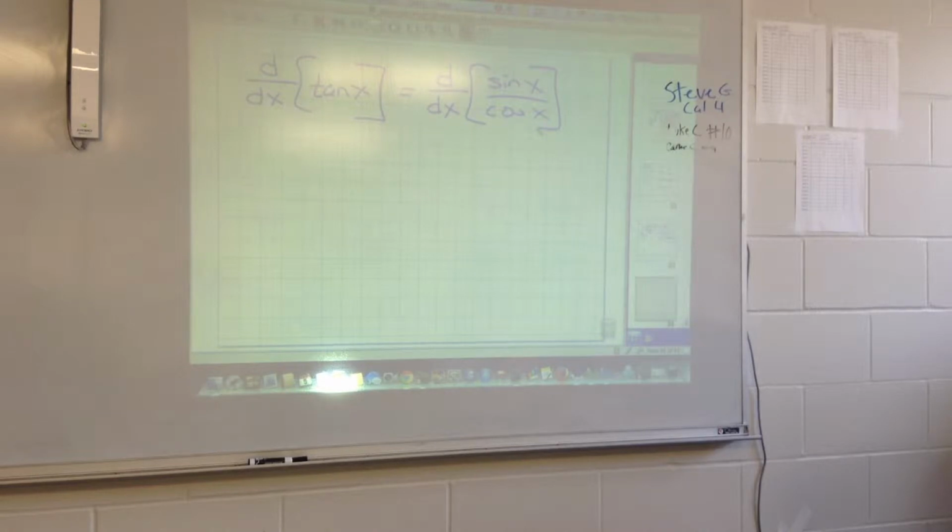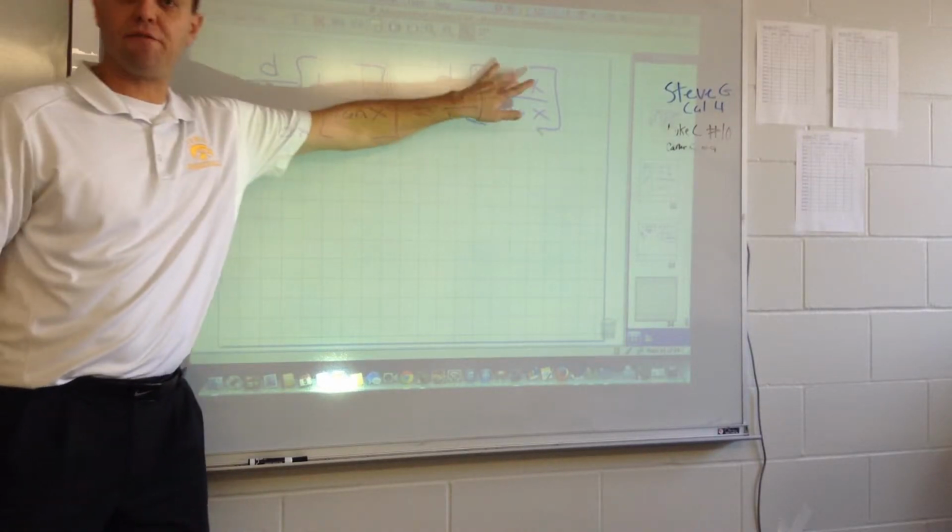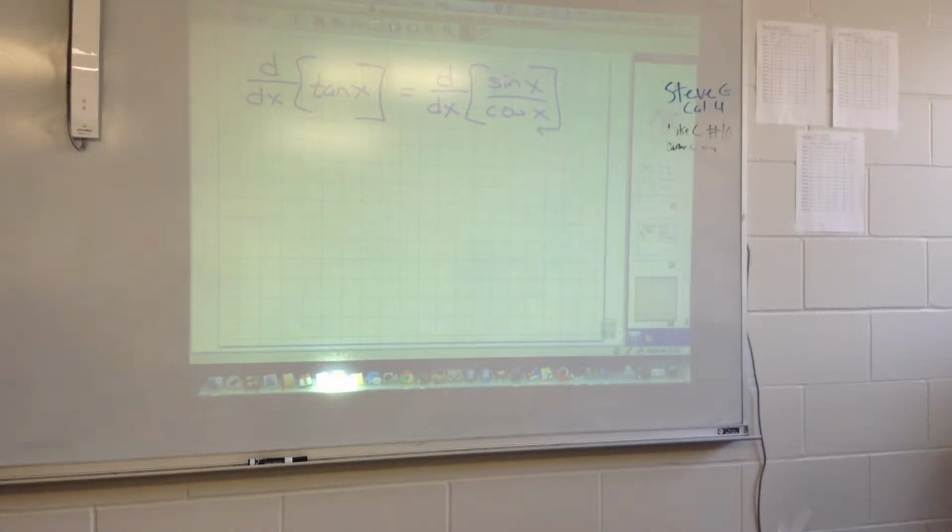If you want to find the derivative of a fraction, aka quotient, you can just use your quotient rule. Okay? Quotient rule is? Low D high minus high D low, and divide by the square of what's below. Very good. Okay? Low D high minus high D low over the square of what's below.